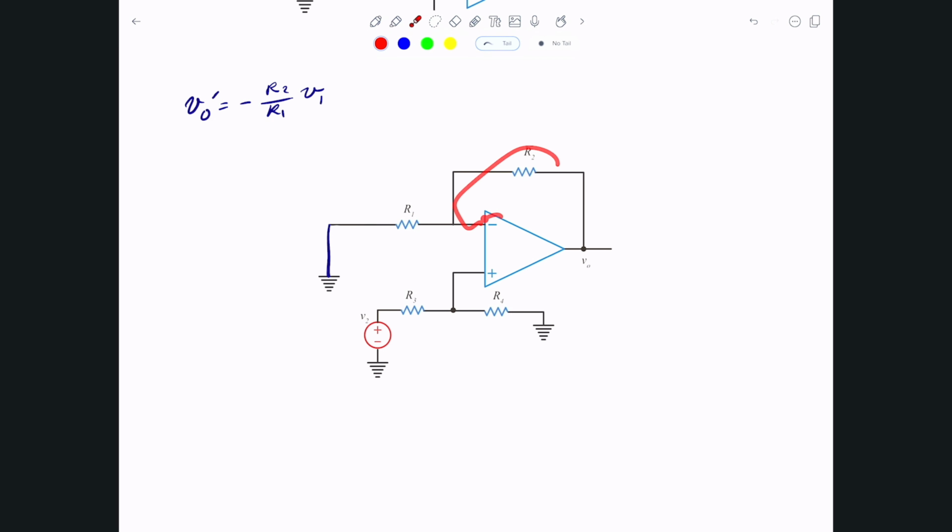R2 is fed back to the negative, and then they're connected to ground. But what is it amplifying? Well, it's probably just amplifying the voltage in here, and that voltage in here will be able to compute it. So let me just do that in here.